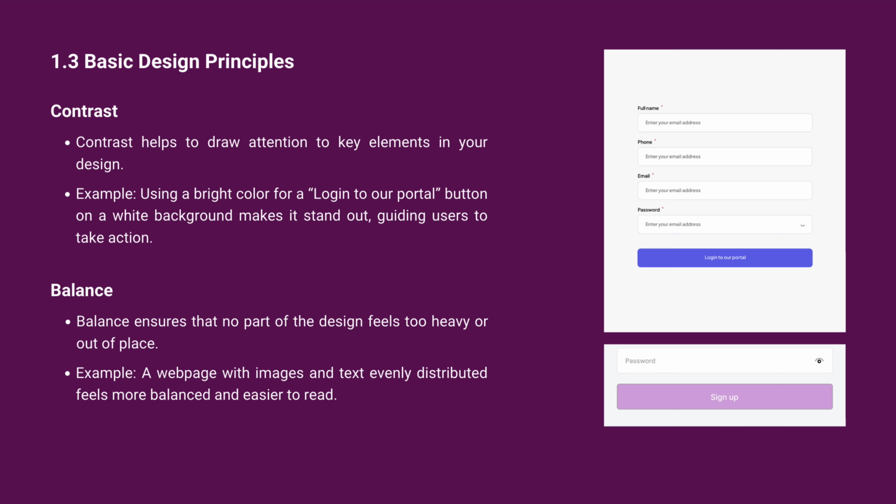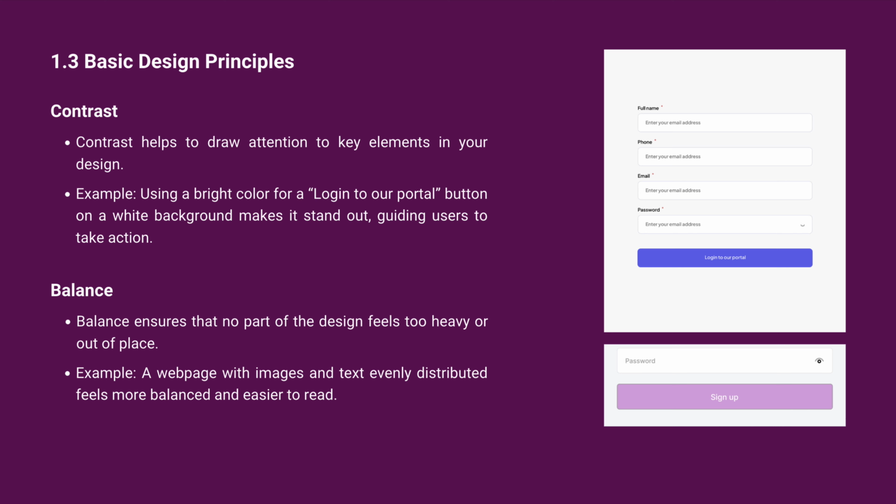The first is contrast. And contrast is basically colors and how we use them in our design. We have an example here that states, using a bright color for a login button on a white background makes it stand out, guiding users to take action. We have this particular instance with this button here. This button stands out from all this in-built form, thereby guiding the user to click this button. A bad example of contrast is this other sign up button here. You can see the colors are not too great.